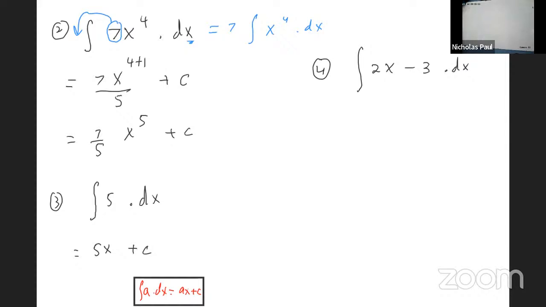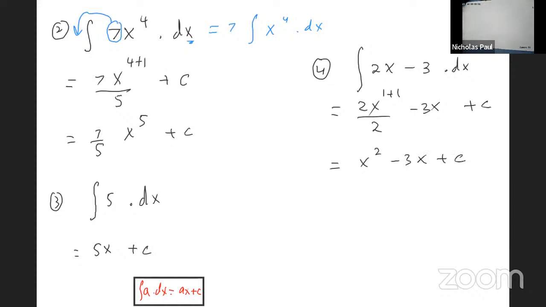Yeah. What you got, Bini? What you got? X squared. Okay, I like it, but you put it in the wrong order, right? So it will be 2x, add 1 to the power, divide by the new power. The integral of minus 3 is minus 3x plus c. So it should be x squared minus 3x plus c.